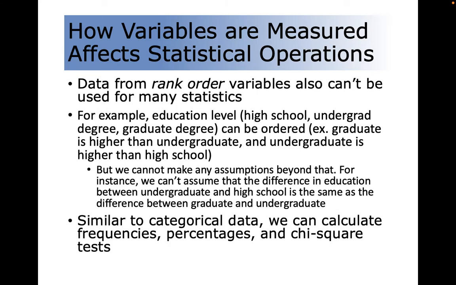Data from rank order variables also can't be used for many statistics. For example, educational level can be ordered, but we can't make assumptions beyond that. So we can't assume that the difference in education between being a college undergraduate and a high school student is the same as the difference between being a graduate student and an undergraduate student. And so for that purpose, even if we were to assign numbers, we couldn't calculate an average. Similar to categorical data, we can, though, calculate frequencies, percentages, and do chi-square tests.